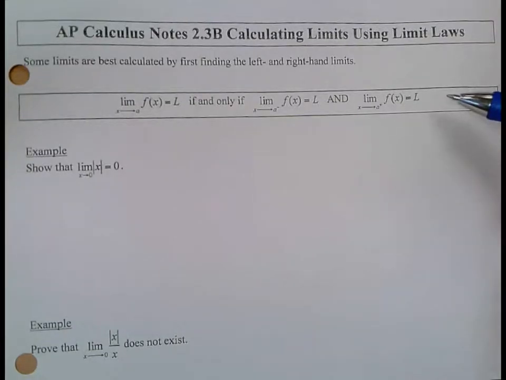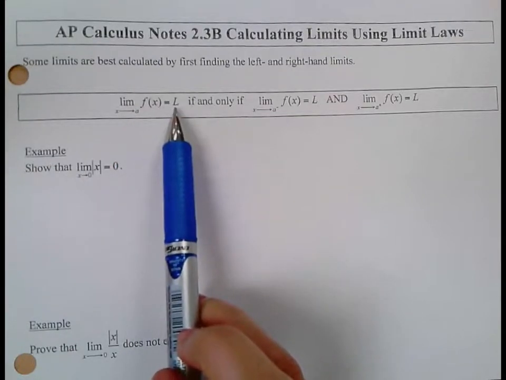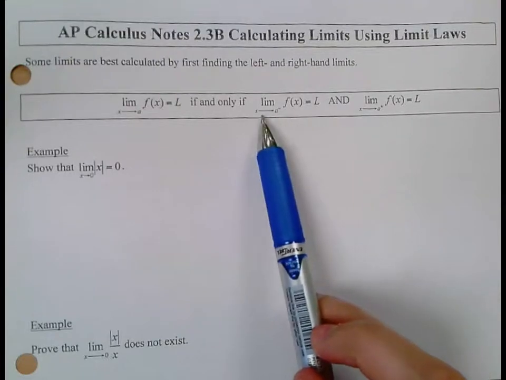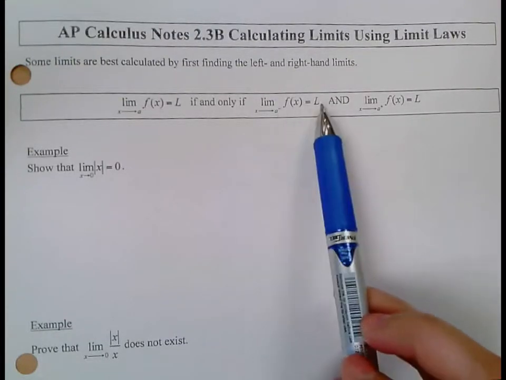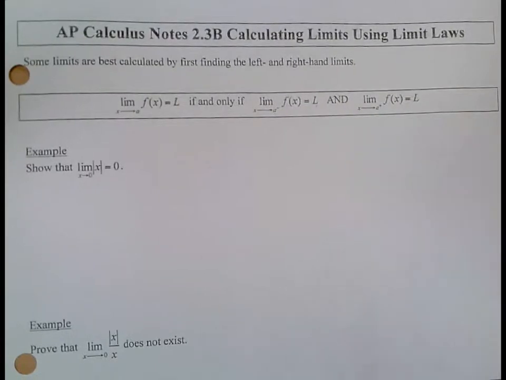And as a reminder, the limit as x approaches a of f of x exists and equals L if and only if the limit as x approaches a from the left equals L and the limit as x approaches a from the right equals L. So the two one-sided limits have to equal or approach that same value in order for the limit to exist and for the limit to approach that value.